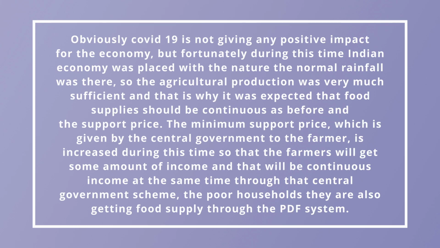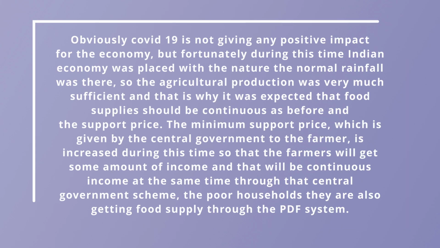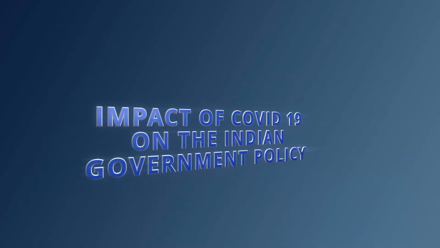And the minimum support price which is given by the central government to the farmers was increased during this time so that the farmers will get some amount of income, and that will be continuous income. At the same time, through the central government scheme, the poor households are also getting the food supply through the PDS system. So at the time of the negative impact of COVID-19, these positive effects are also working simultaneously.